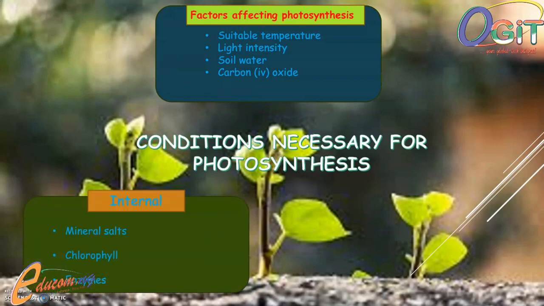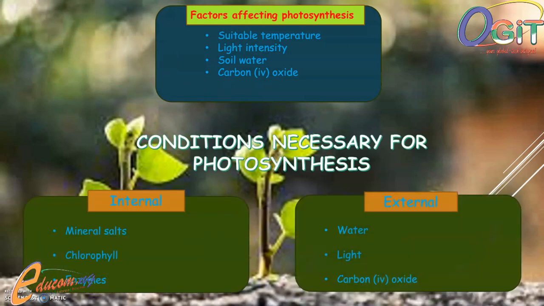Now to the conditions that are necessary for photosynthesis. We have the internal and the external conditions. The internal conditions are the mineral salts, chlorophyll, and enzymes. These conditions must be present in the plant, while the external conditions are the conditions that are present in the organism's surroundings or in the environment for use, such as water, light, and carbon dioxide.